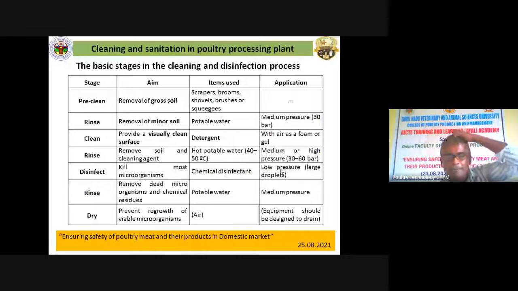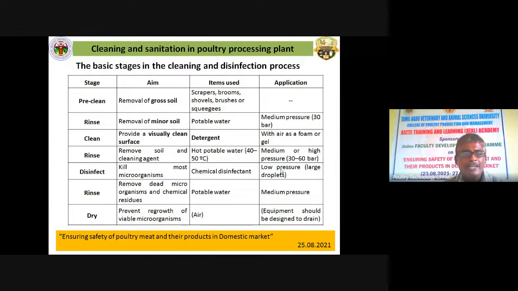Then the next step in the cleaning process is disinfection, which involves killing most of the microorganisms that are on the surface. For that we use chemical disinfectants that ensure the killing of most of the microorganisms. When applying these disinfectants, we use low pressure so that we can form large droplets. Then the next step is rinsing, which removes the dead microorganisms from the surface. The microorganisms that have been killed by the disinfectants are removed by the rinsing process, for which we use potable water under medium pressure.